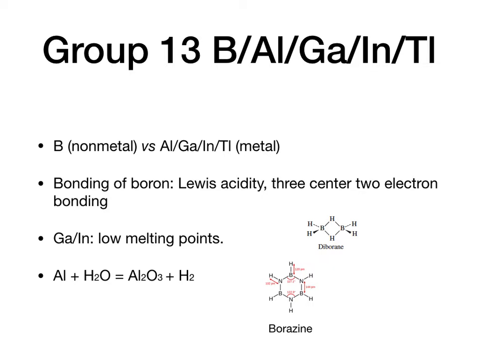Gallium has a melting point of around 30 degrees Celsius. Indium has a melting point of around 156, I believe. And both have been used quite often in making low melting point alloys. Finally, I want to make a comment on the chemical properties of aluminum.